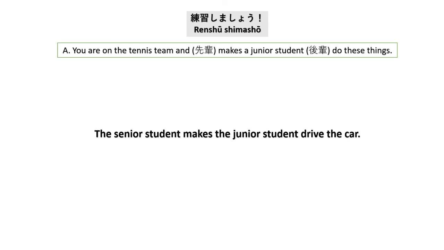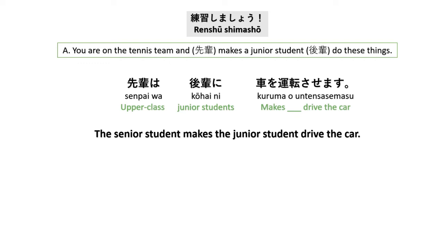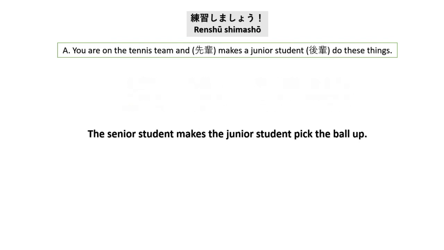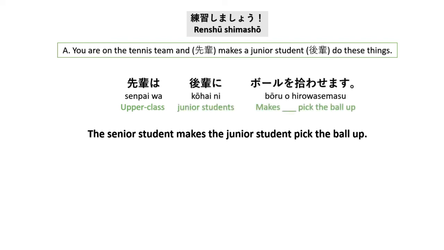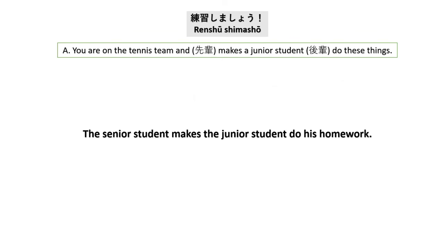The senior student makes the junior student drive the car. 先輩は後輩に車を運転させます。So, 運転させます comes from 運転させる which comes from 運転する。The senior student makes the junior student pick up the ball. 先輩は後輩にボールを拾わせます。So, 拾わせます comes from 拾わせる which comes from 拾う, to pick up.